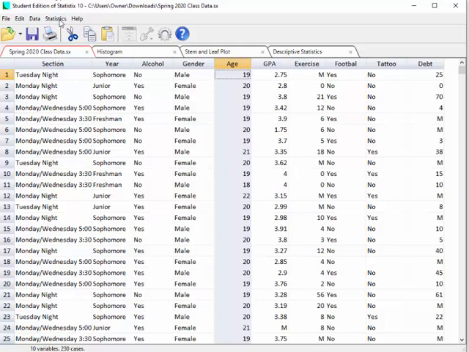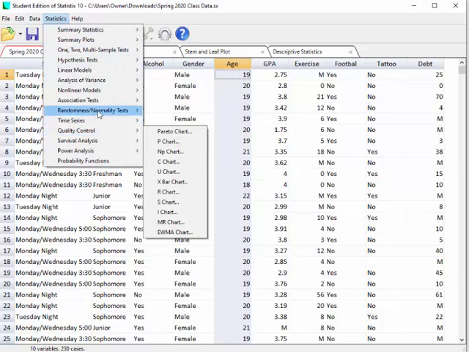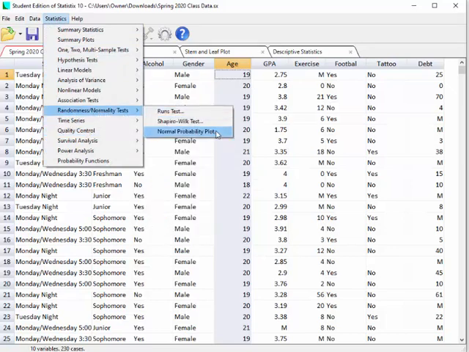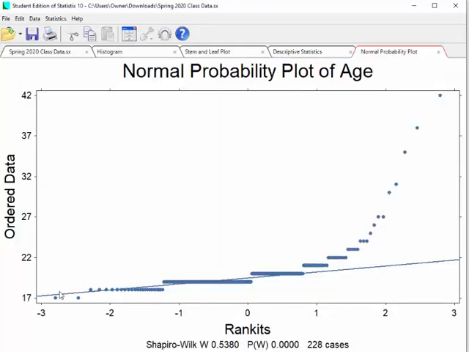And so the last one's pretty easy. It's a normal probability plot. We find it here, under the normality test, the normal probability plot. And so now you just ask for your specific variables. And display a reference line is checked. That's giving you this straight line, just in case you don't know what a straight line looks like. So we're looking for the dots, the data values, to be straight.